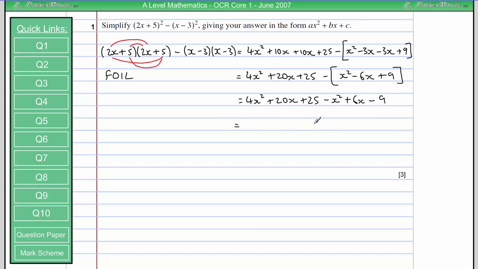And then all I've got to do is simplify. So I've got 4x² − x² gives me 3x². Plus 20x plus 6x gives me plus 26x. And positive 25 minus 9 gives me plus 16. So I get 3x² + 26x + 16. And we're done.